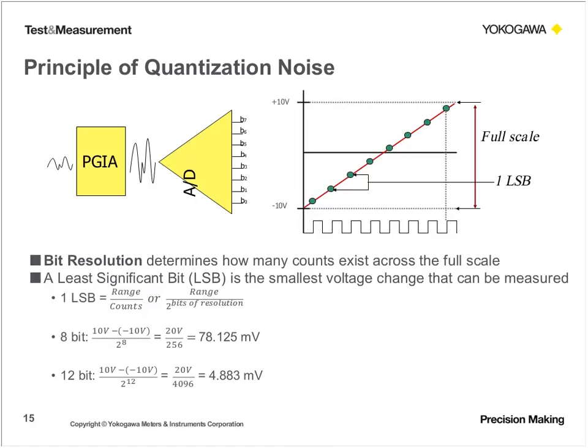A 12-bit system is what you would typically find in more modern data acquisition units. We see that it's a very exponential improvement going from 78 millivolts down to 4.8 millivolts. So keep this in mind when you're looking to purchase a data acquisition instrument: you want to pay attention to the bit resolution, and that will tell you how small of a voltage change you can measure.